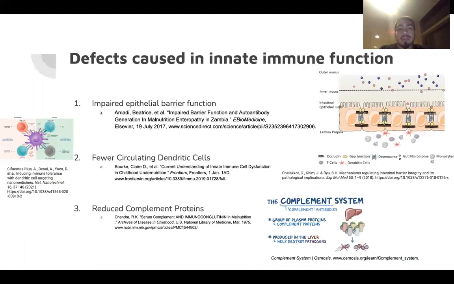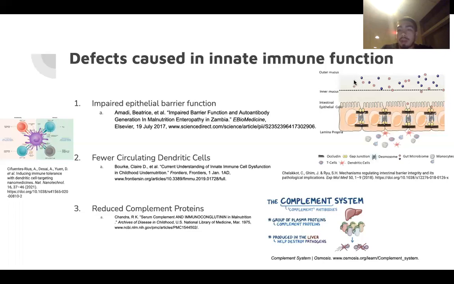So again, we're going to first start off with defects caused in innate immune function. Each of these bullets that we're going to go over are based on studies, and so I'll link the studies below each of the bullets. First, we're going to go over a study looking at the effects on impaired epithelial barrier function.